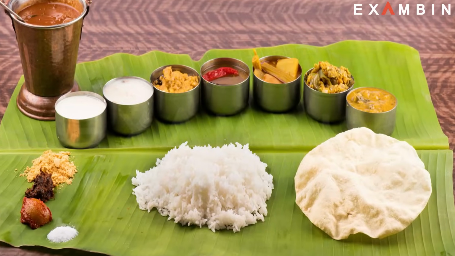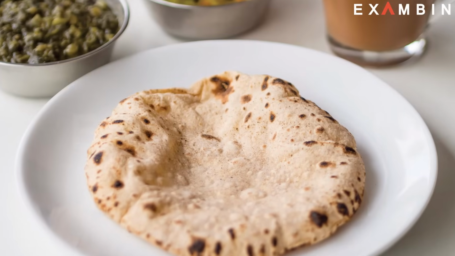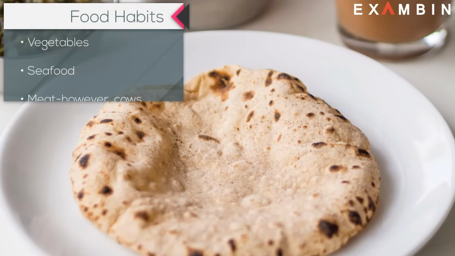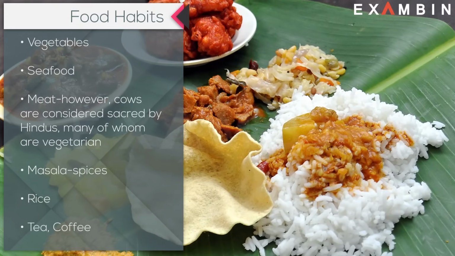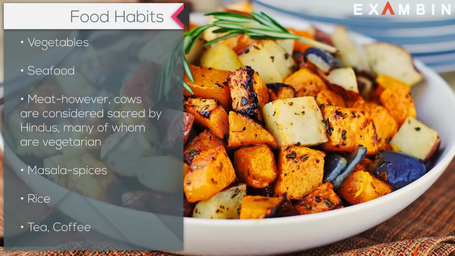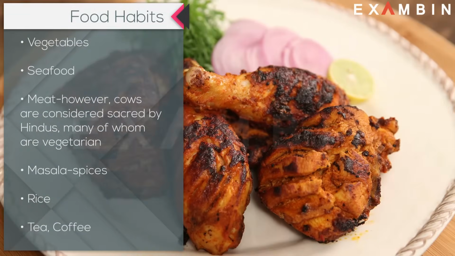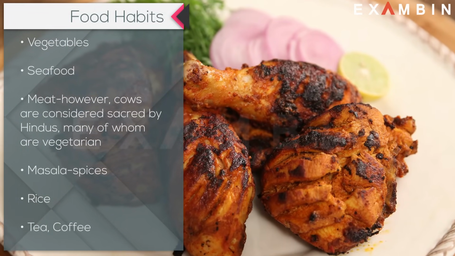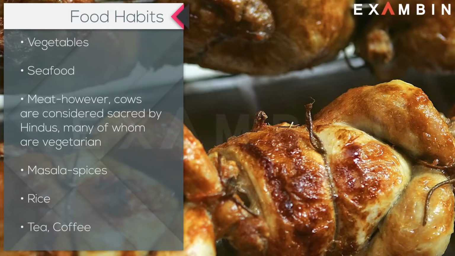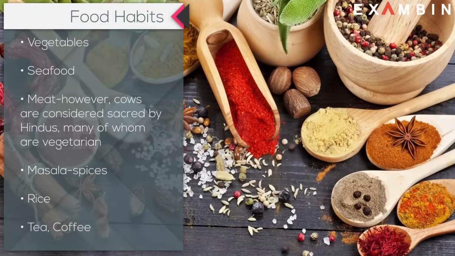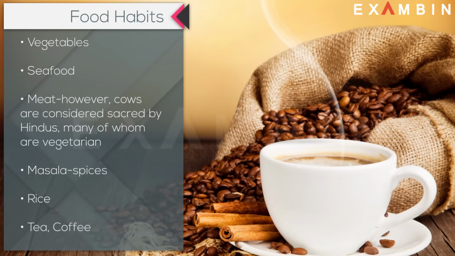Indian people across the nation eat different foods as per their geographical availability. North Indian people prefer to eat wheat, and South Indian foods always carry rice. All over India, vegetables are available. People take seafood. Meat is also eaten by people, however cows are considered sacred by Hindus, many of whom are vegetarian. All over India you can see masala spices, and people drinking tea and coffee.